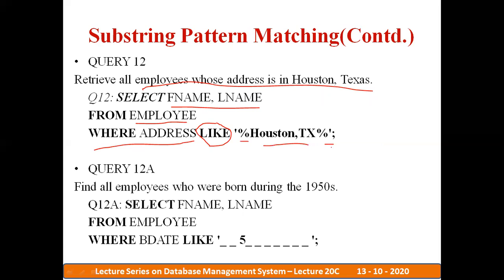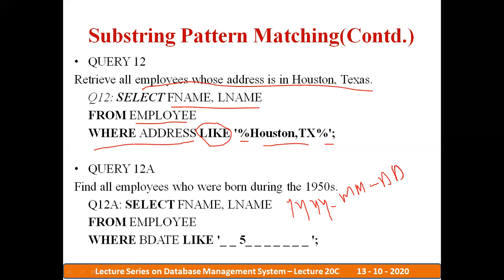Now let us see regarding the underscore. Find all the employees who were born during 1950. So he has only given the year 1950. We all know that the date will take how many positions. The date will always take 10 positions, and the first 4 characters are for the year, that is YYYY. Then I am going to use the hyphen, then the month, then the hyphen and the day.